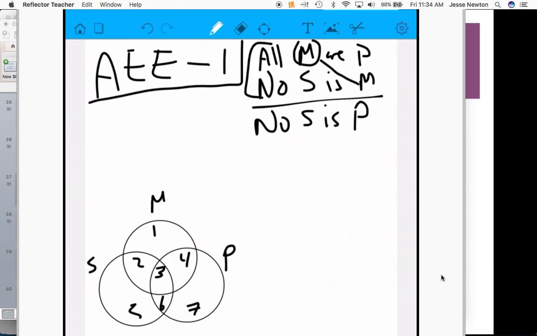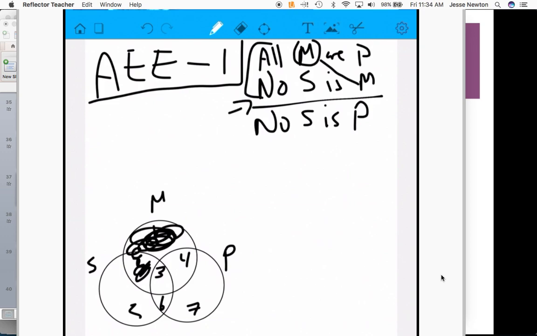All M are P. Well, if all M are P, that means all M is in regions 3 and 4. And if they're all in 3 and 4, that means no M are in 2, and no M are in 1. Then we come down here to the second premise: No S is M.